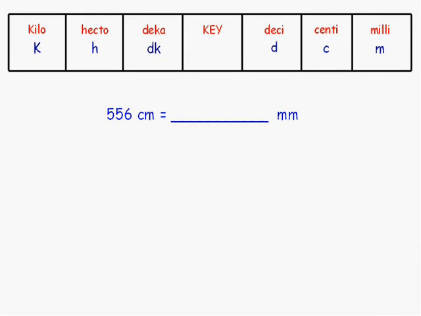Let's try another one. 556 centimeters is how many millimeters? So you write the naked number. You'll notice there's no decimal up here. If that's the case, throw the decimal in at the end of the integers. Now we're going from centimeter to millimeter, so we're moving our decimal to the right. Go up to our table, and we see we're moving 1 spot to the right.